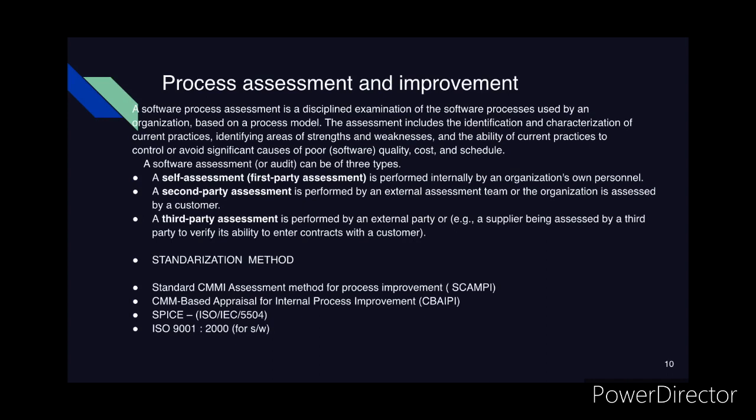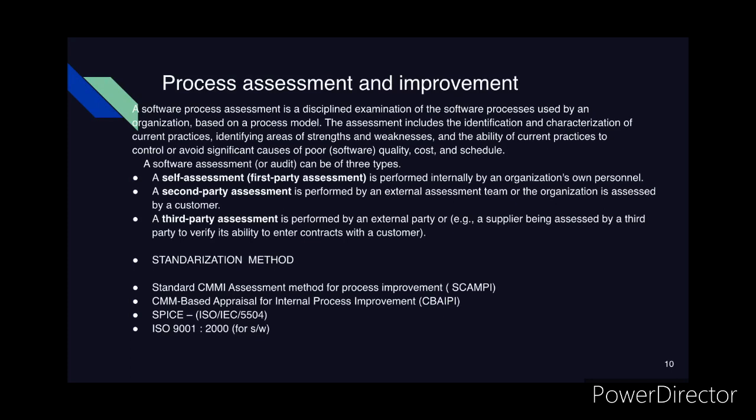Now, a software assessment can be of three types: a self assessment, a second party assessment, and a third party assessment. In self assessment, it is performed internally by an organization's own personnel. In second party assessment, it is performed by an external assessment team, or the organization is assessed by a customer. A third party assessment is performed by an external party, for example a supplier being assessed by a third party to verify its ability to enter contracts with the customer. All these are done based on the quality of the software.